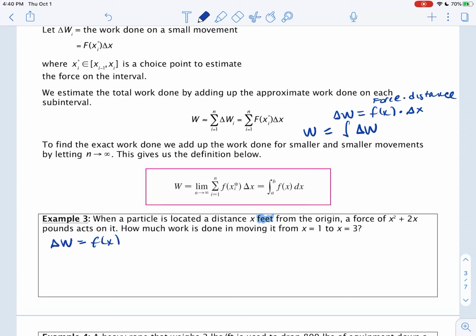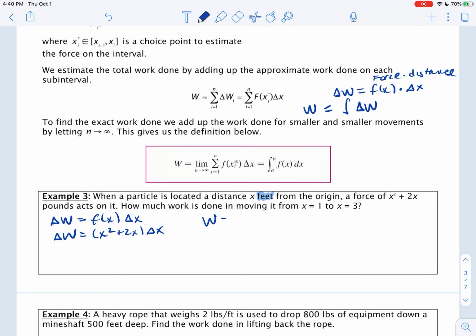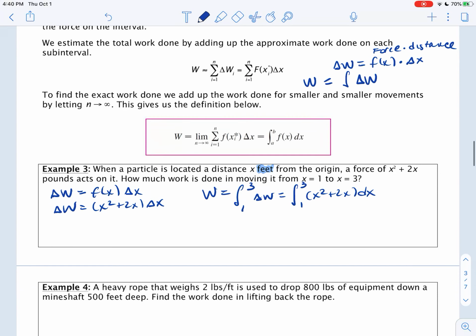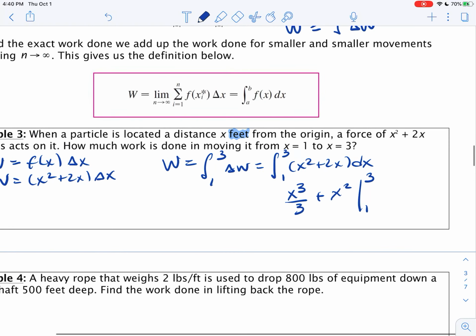So we would say delta work here is f of x times delta x, and our f of x is x squared plus 2x, times delta x. And our total work is going to be the integral from 1 to 3 of delta work, which is the integral from 1 to 3 of x squared plus 2x dx. And so we would end up with x cubed over 3 plus 2 times x squared over 2, which is just x squared. And we'd be going from 1 to 3.